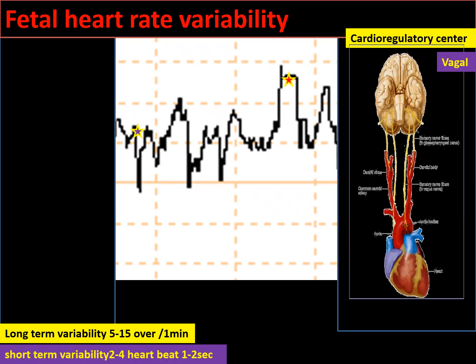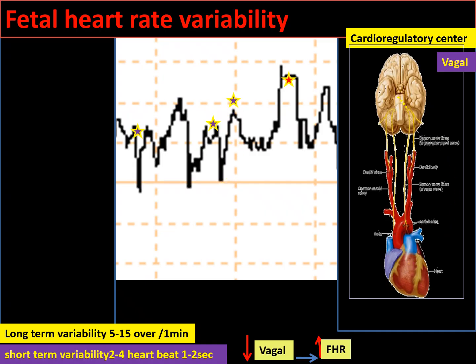If you look at what is causing this variability, it is due to the vagal impulses from the midbrain affecting the SA node. So whenever the vagal is stimulated, this will lead to a drop in the heart rate. And if the vagal effect disappears, this leads to an increase in the heart rate. So vagal stimulated, drop in the heart rate. Vagal effect released, this will lead to increase.